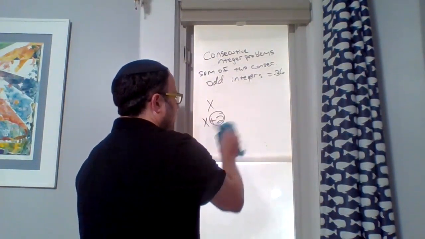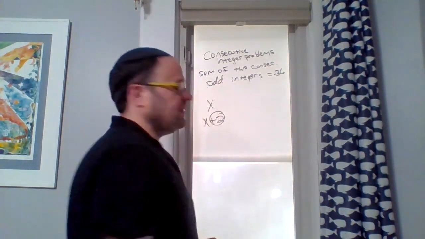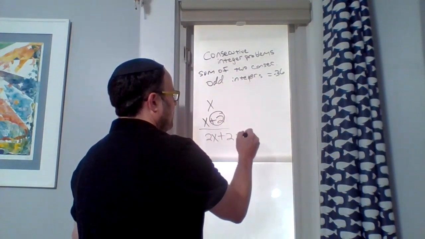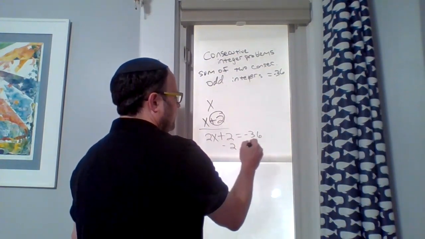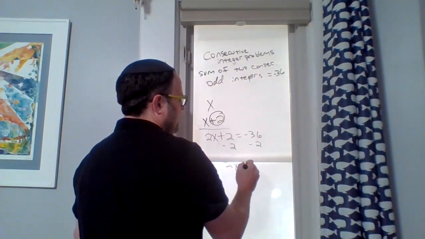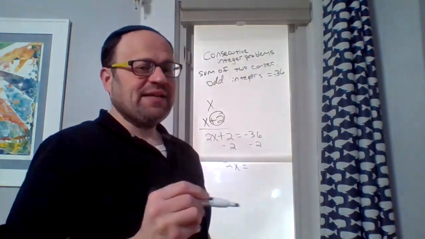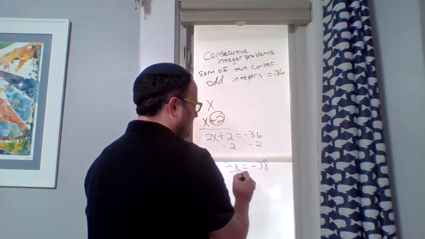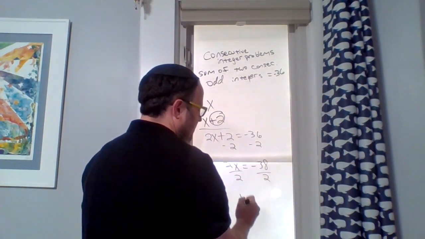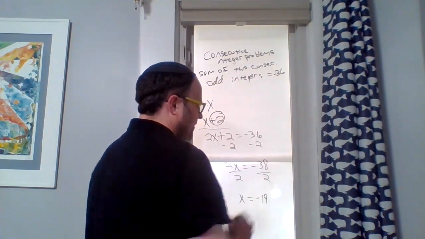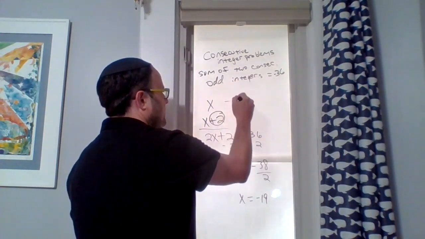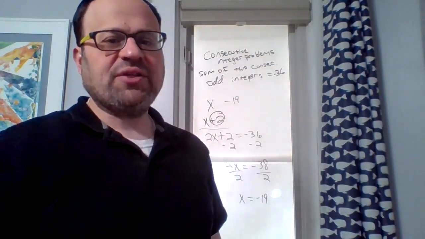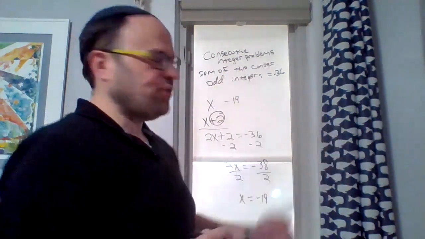Okay, so now I have x and x plus 2, and I have the sum is negative 36. This part is getting familiar. Subtract 2 from both sides. Negative 36 minus 2 takes us to negative 38. Divide by 2. And I get x is negative 19. What's the next integer, the next odd integer after negative 19? Jump by 2 up.